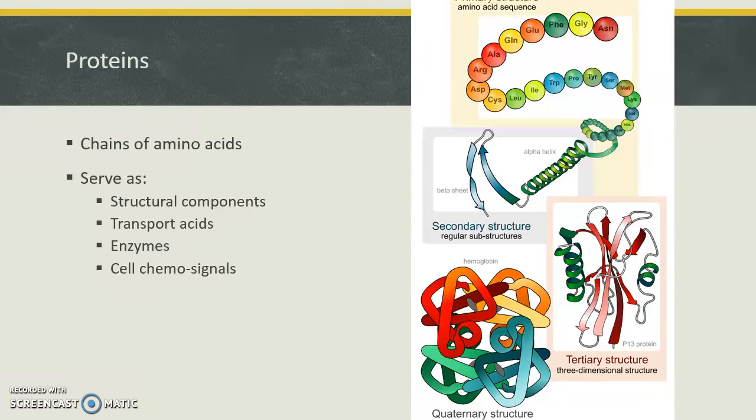So the job and the function of these, they serve as structural components. They can move things around. Enzymes, big one. I'm actually going to have you watch the presentation I made for my Biology 1 kids on this. It was a pretty good one, and I think you guys will like that. And then cell chemosignals, we use proteins to talk to each other. And I'm going to come back to this picture here in a minute because it doesn't fit on the slide that I actually talk about this stuff on, but I will be coming back to this photo.